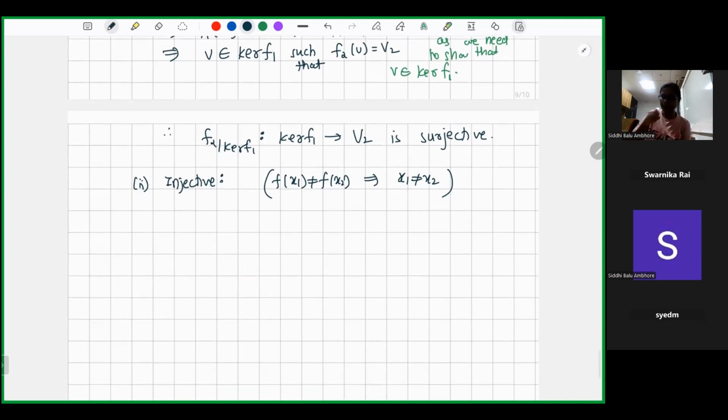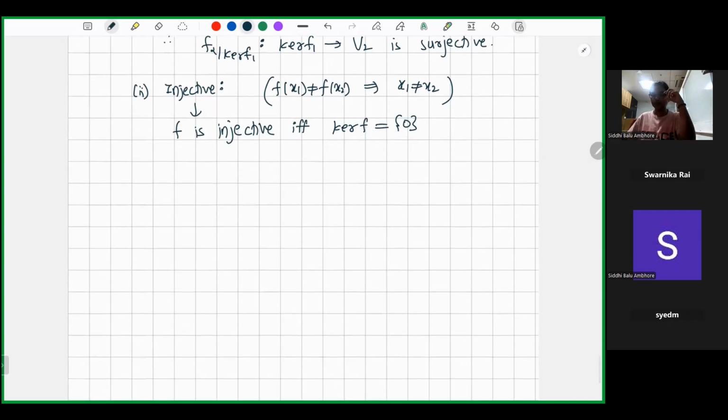But in the case of linear maps, we say that F is injective, for homomorphisms, if and only if the kernel of F is just the 0 set. This is there, and we will be using this condition. In the lecture also, I think this has been proved. If not, then prove this: that F is injective if and only if the kernel of F is 0. Okay.